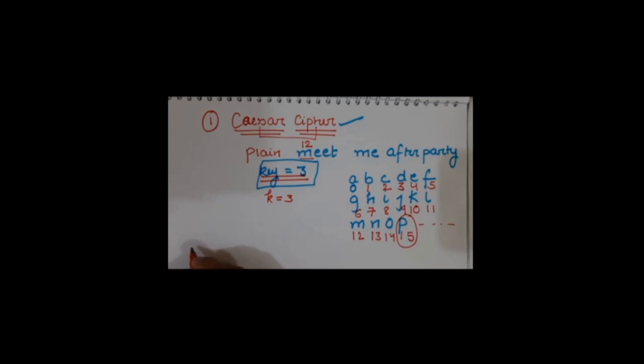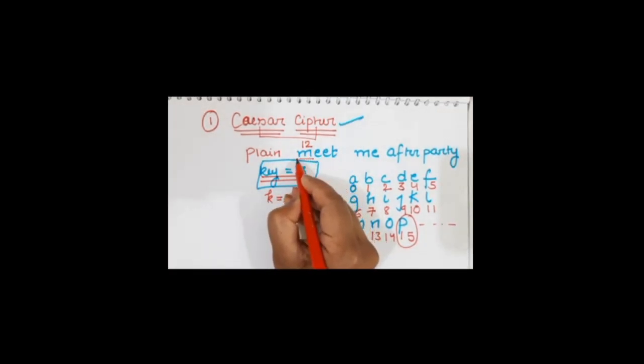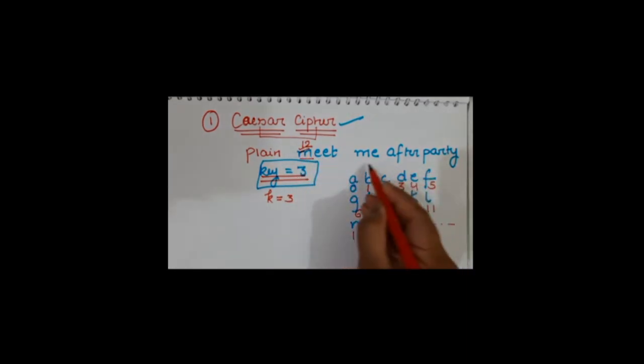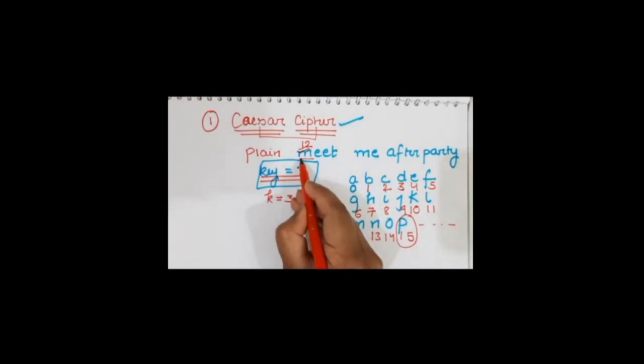Understood? No. Still not understood. Okay, I will again repeat. We'll first find the place order of all the alphabets according to the number value that we have decided. A will be given the number 0, B will be given 1, C will be given 2, D will be given 3, E will be given 4, and so on.